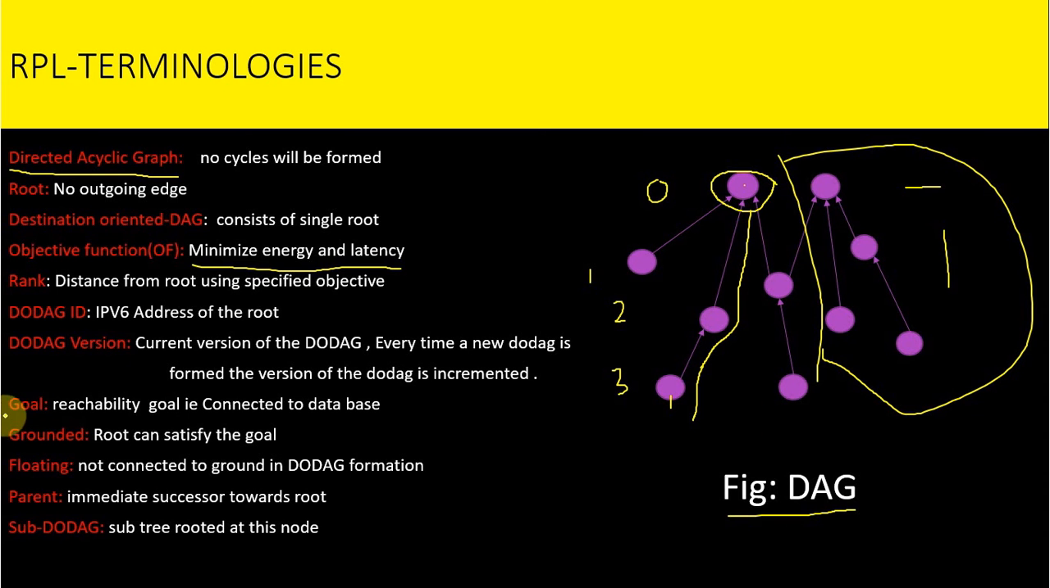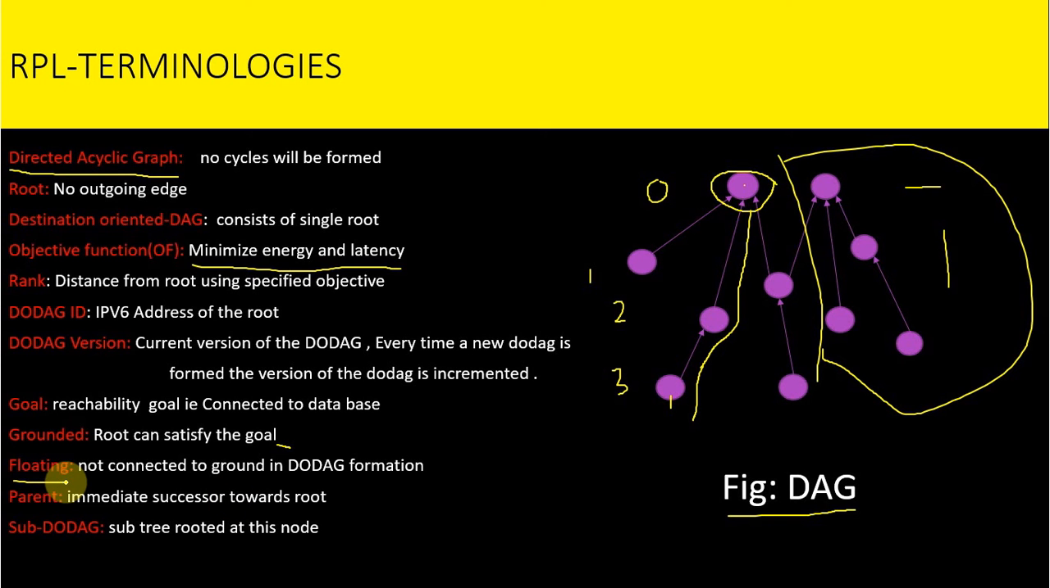Then goal, the reachability goal, that is connected to the database. So the goal means the node should be connected to the database, and then grounded, the root can satisfy the goal. So if the node is connected to the database, or if it satisfies the goal, then it is called grounded, and if it doesn't satisfy the goal, or if it is not grounded, then it is called floating. So here you can see floating.